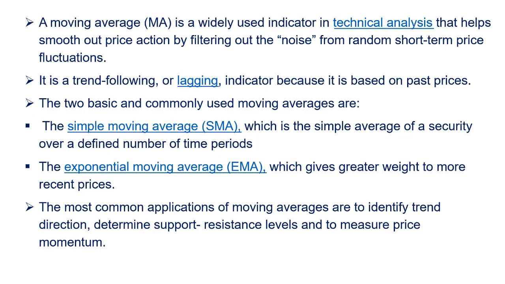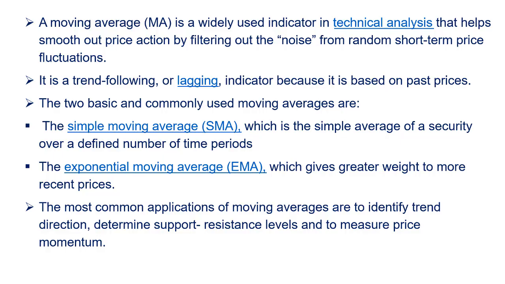Now, a moving average is a widely used indicator in technical analysis that helps smooth out price action by filtering out a lot of the noise from random short-term price fluctuations. So it's a trend following type of indicator, but it's a lagging indicator because it's based on past price.